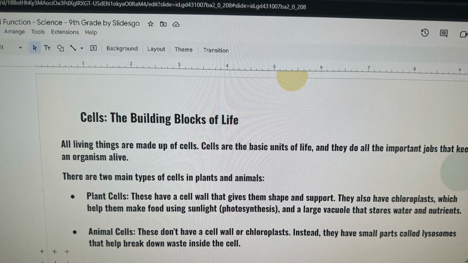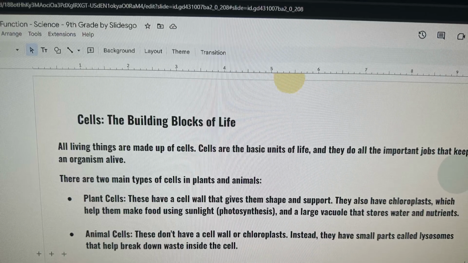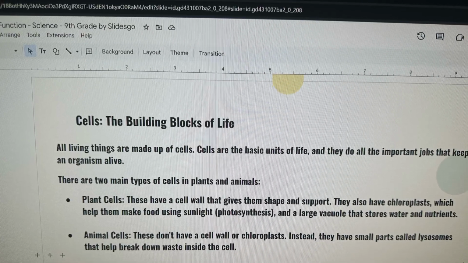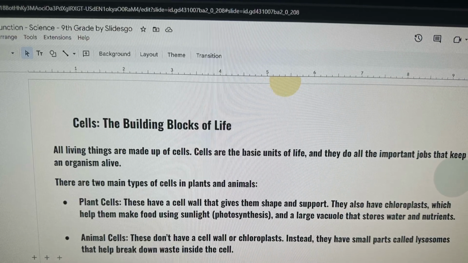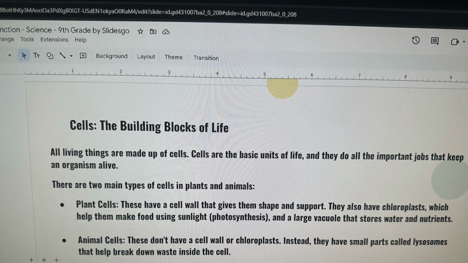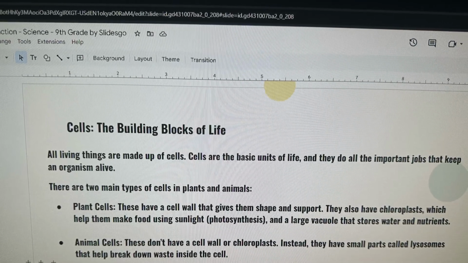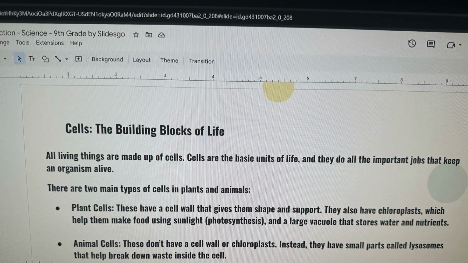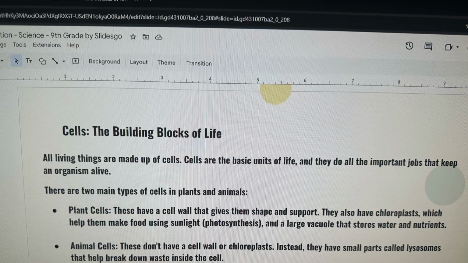All living things are made up of cells. Cells are basic units of life, and they do all important jobs that keep organisms alive. There are 2 different types of cells, plant and animal. Plant cells have a cell wall that gives them shape and support. They also have chloroplast, which helps them make food using sunlight, which is also called photosynthesis, and a large vacuole that stores water and nutrients.